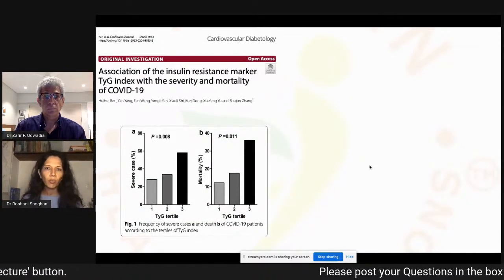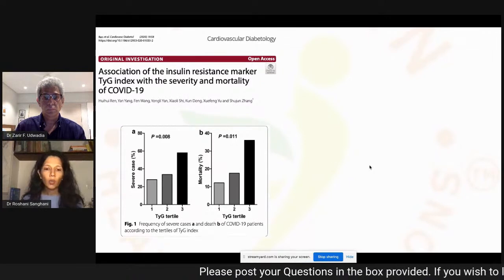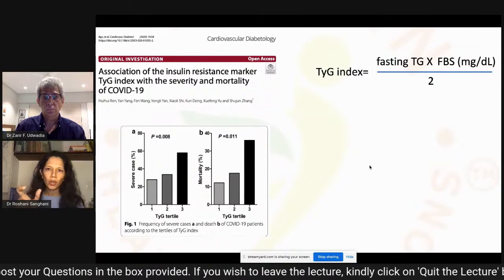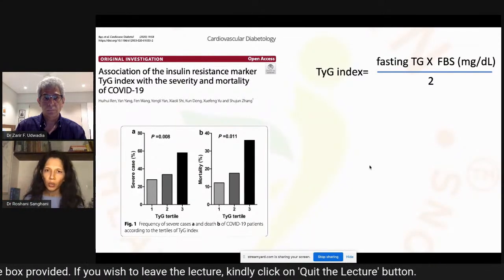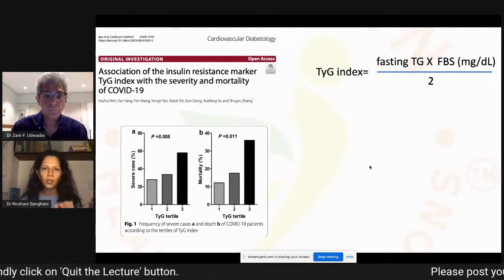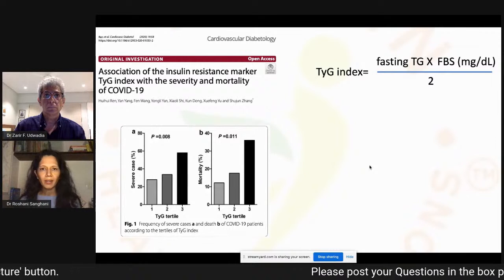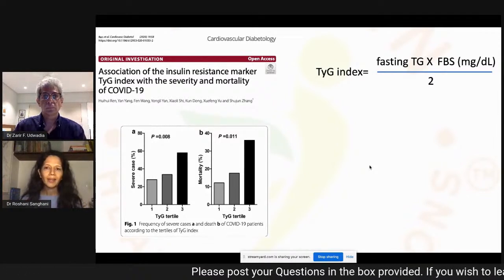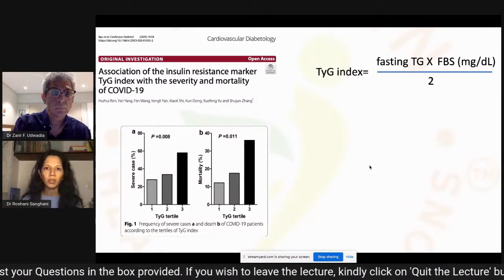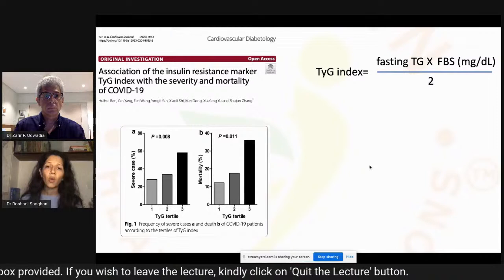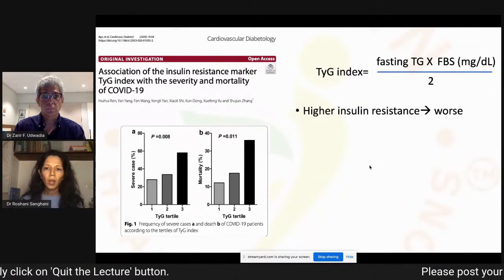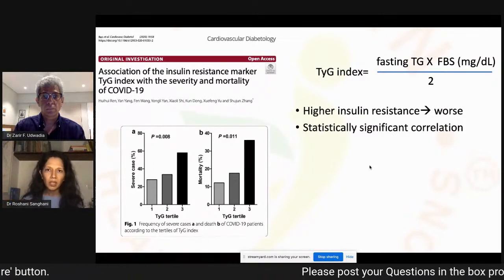So some early data from Wuhan, this is from the month of May, which showed a marker called the TYG index, which you calculate by fasting triglycerides, multiply by fasting glucose, and you divide by 2. You don't need to get worried about the math. The higher the triglycerides and the glucose, the higher your index. And they found in this Wuhan group that the higher this number was, the patients were doing worse across 3 tertiles, whether they looked at morbidity or mortality. Patients were actually doing much worse as the tertiles went higher. So this was statistically significant.